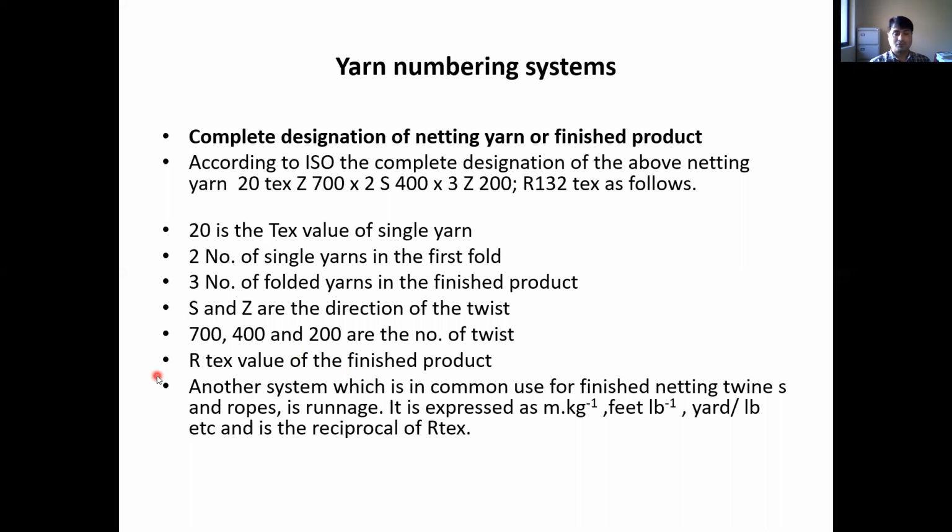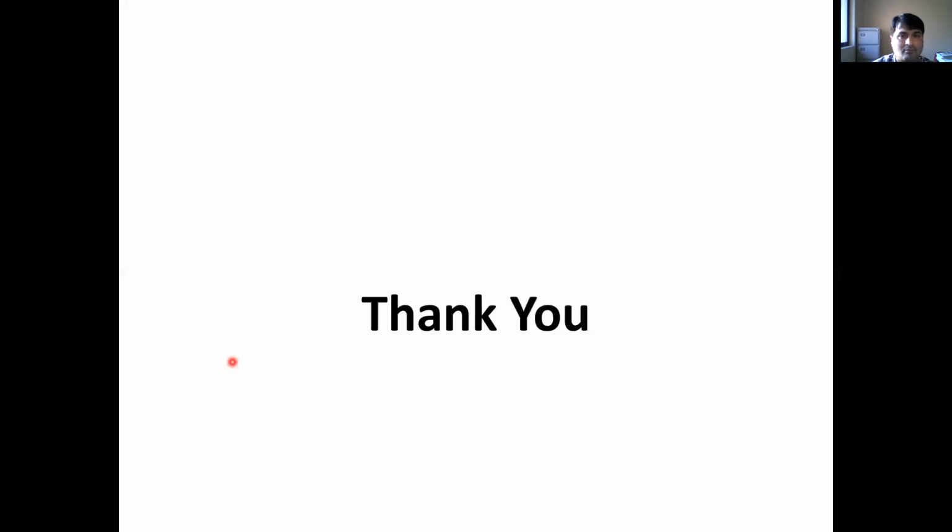ठीक है? Then another system which is commonly used for the finished product, generally rope को purchase करने के लिए we are using the runnage system, and generally that is expressed in meter per kg, feet per pound, yard per pound. These are used. किसी को confusion है तो जल्दी पूछ लो यार, टाइम खत्म हो रहा है. I think it's over आज की क्लास. If you're having any confusion, then you may ask.